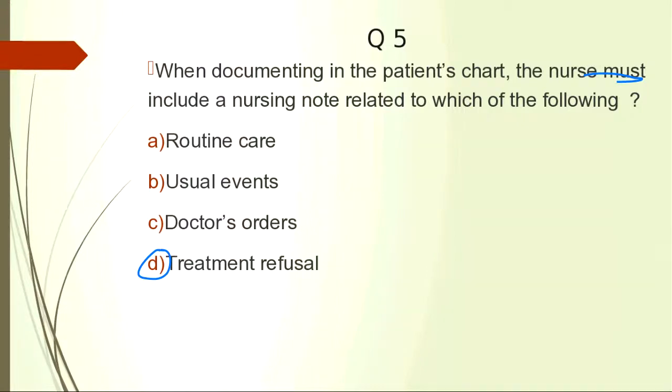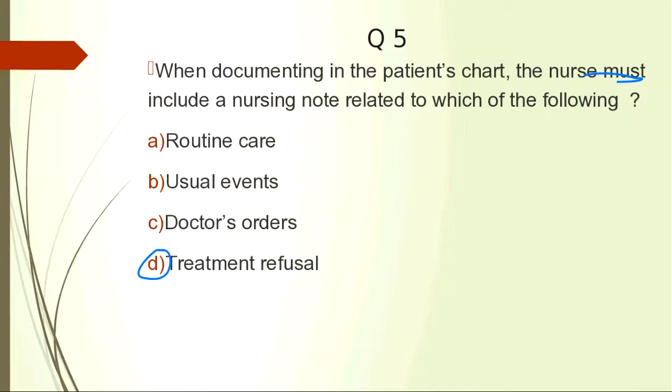Doctor's orders are not part of the nurse documentation. The doctor will document for himself, or will make sure that his order is placed on the patient chart. But what the nurse needs to document is when the patient refused to take the medication, because then the rest of the healthcare team needs to know that, or refused to do a certain procedure and so on. So that's important.